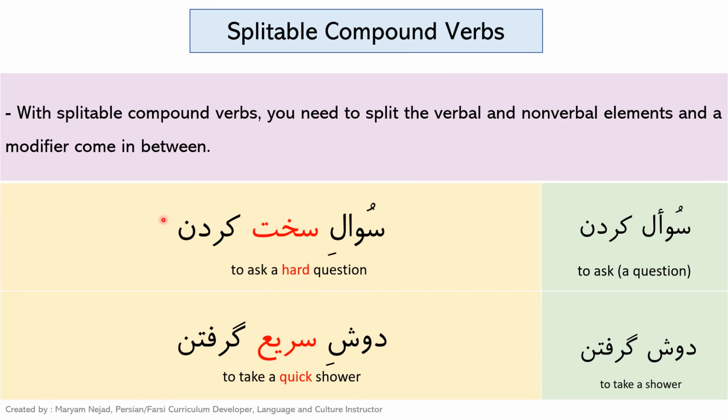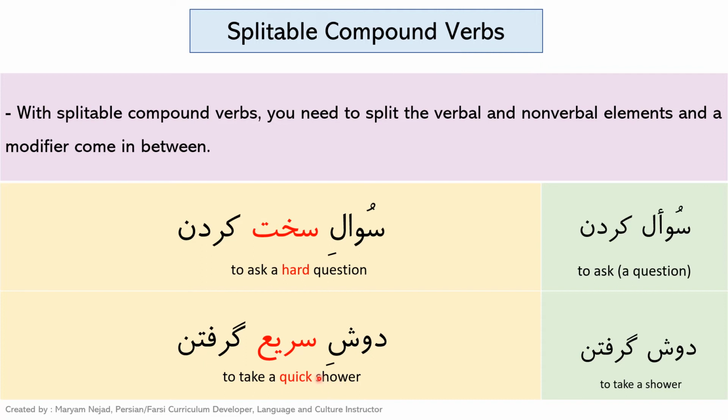And then the verbal part کردن, we need to conjugate it, or we need to give a tense to. This is just the infinitive form. Let's see another one. We have دوش گرفتن. It means to take a shower. But what if now we want to say to take a quick shower? For example, he took a quick shower, something like this.